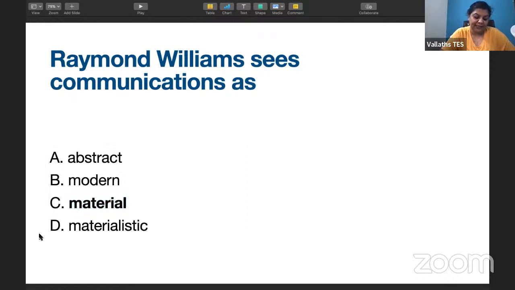Did you understand? Communication is about material aspects of culture. It is not abstract. It is not anything else. Money is involved. Materialistic is different. Materialistic means you are interested in money, you are greedy. That is the meaning. It is material.